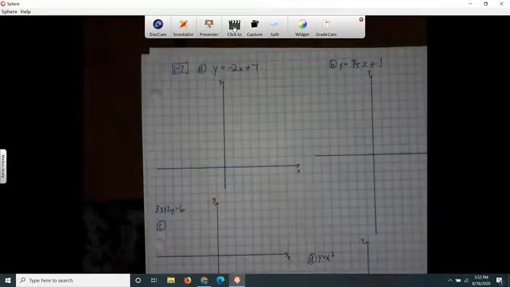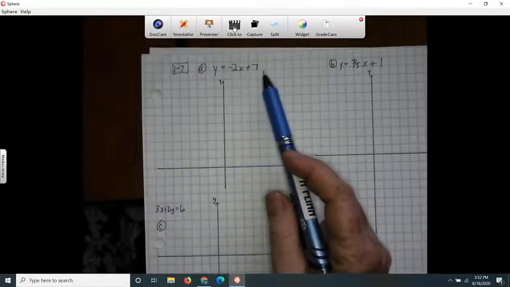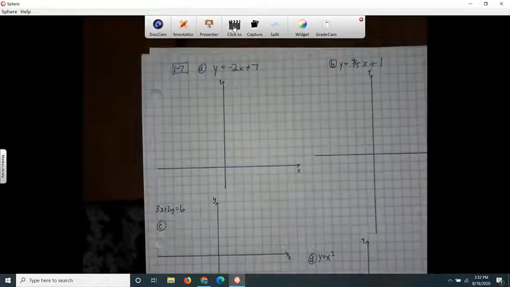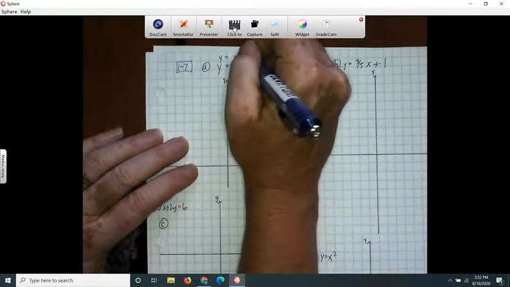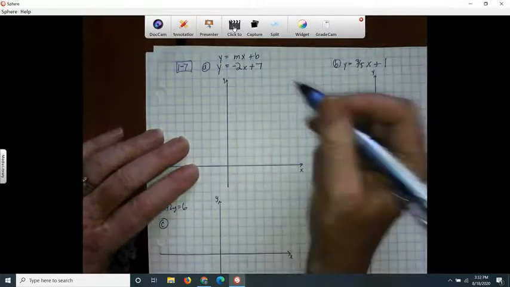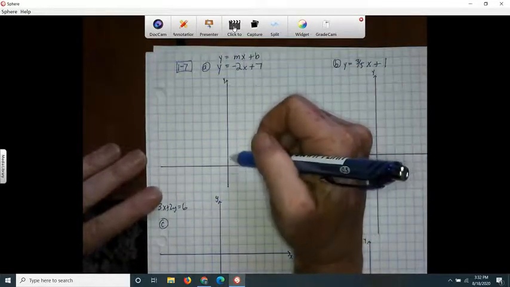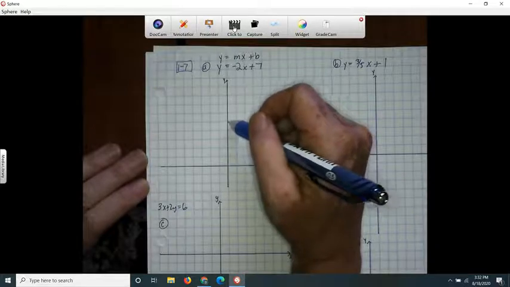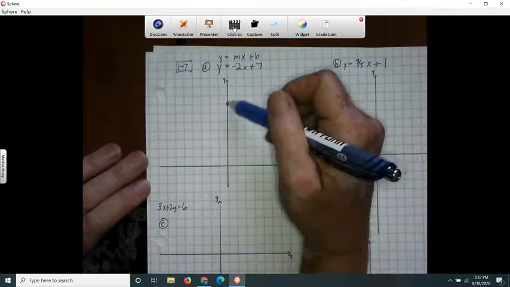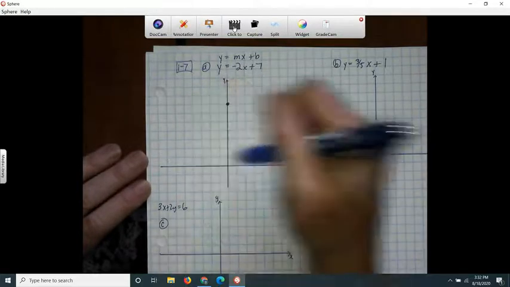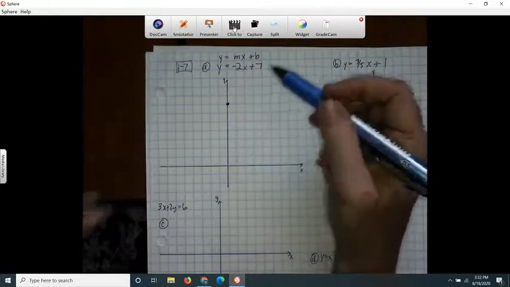So let's try letter A. It says y equals negative 2x plus 7. So this is a y equals mx plus b. If you remember, y equals mx plus b, b is our y-intercept. So you're going to label that. Because I'm counting by ones, and I plan on counting by ones on both axes, I'm not going to put numbers on it or make any marks.